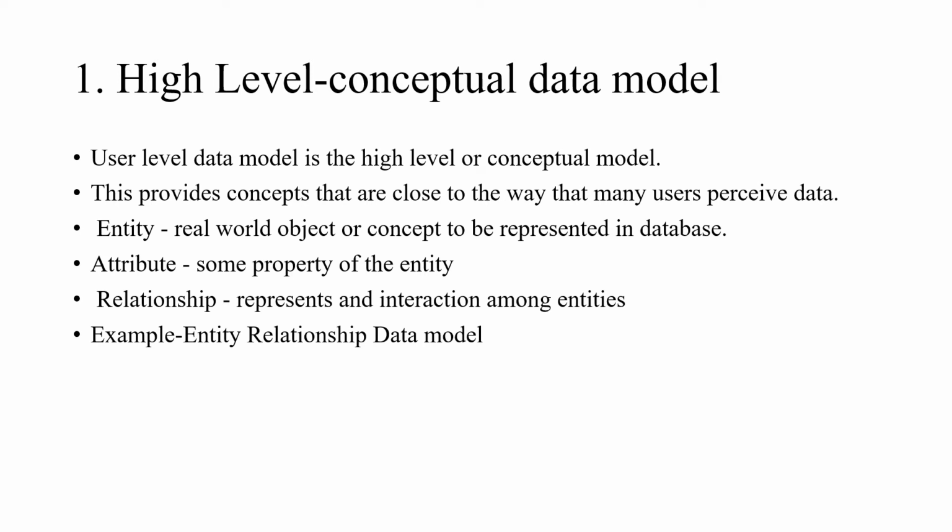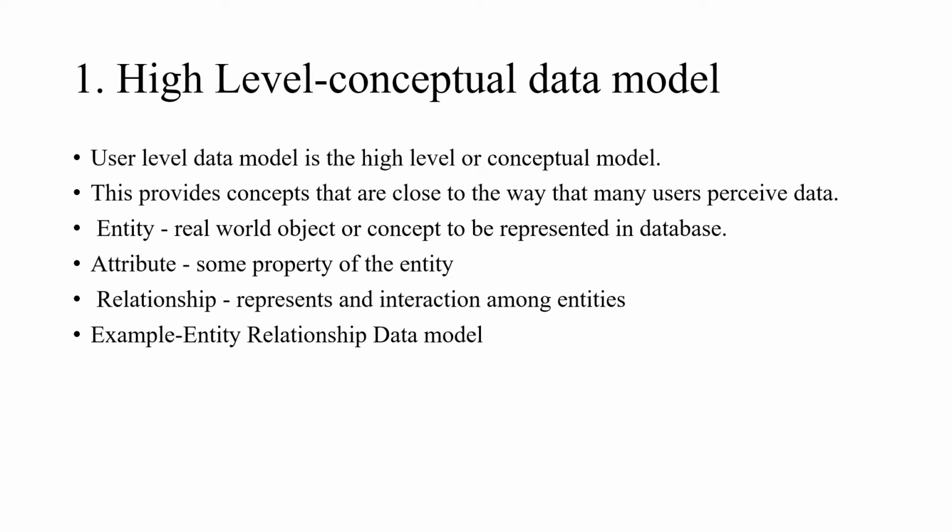So, the high level or conceptual data model is the user level data model. It provides concepts that are close to the way that many users perceive data. Entity relationship data model is an example for the high level or conceptual data model. Entity means a real world object or concept that is distinguished from other objects. An attribute is the property of an entity. Relationship is the interaction among entities.